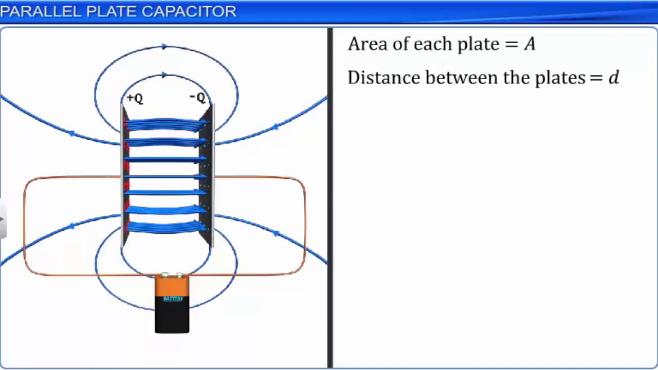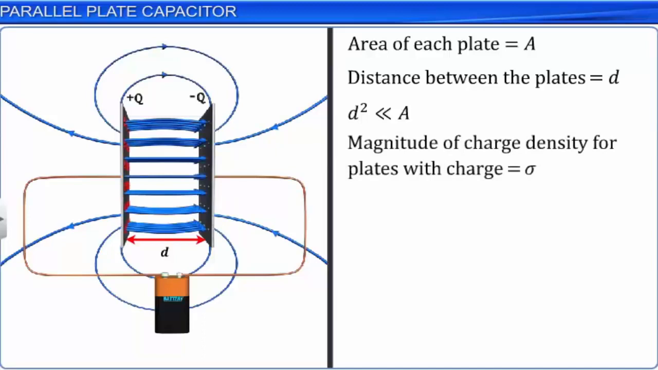We know that D is the distance between the plates. But if D squared is very small compared to the value of the area A, the fringing effects can be neglected in the regions which are far from the edges of the plates. Let the magnitude of the charge density be sigma for the plates with a charge Q on them. Then, sigma is equal to Q by A. Let this be equation 1.